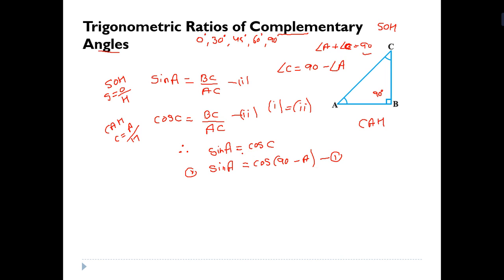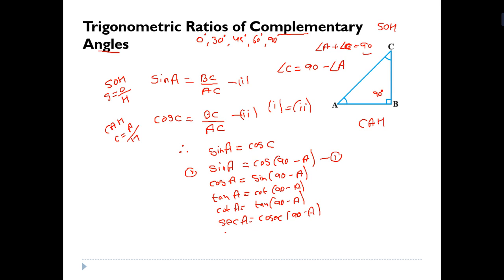So we can write the six relations. Sin A is equal to cos 90 minus A. Cos A is equal to sin 90 minus A. In the same way we can also write, tan A is equal to cot 90 minus A. Cot A is equal to tan 90 minus A. Sec A is equal to cosec 90 minus A. And cosec A is equal to sec 90 minus A. So this type of sum we are doing throughout.